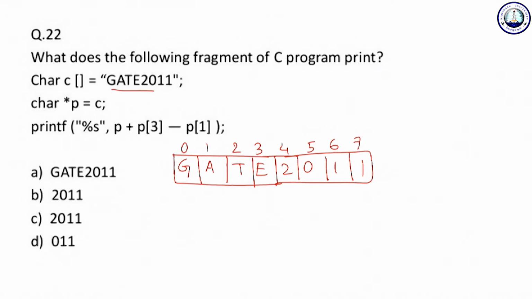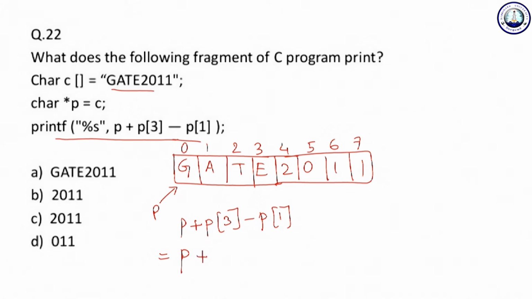Now pointer P will be pointing at this location. After that, see here, this is the formula: P plus P of 3 minus P of 1. So your pointer P plus, what is P of 3? P of 3 is E. Minus P of 1, which is A. So now P plus E minus A.